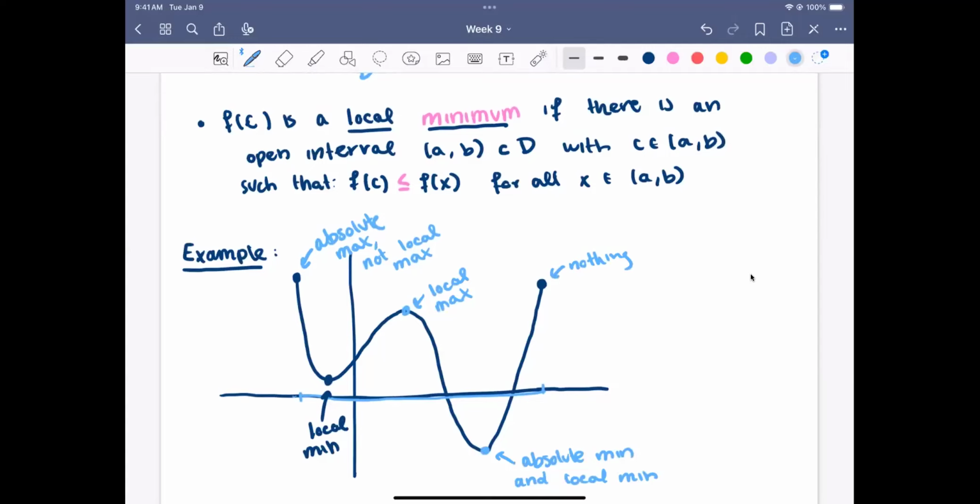Yeah, so, okay, so it's not an absolute max, right? Because there's something that's bigger than it. And it's also not a local max because there's no open interval containing it that's also contained in the domain. Other questions? Yes. Yeah. So we'll talk about that. Are there other questions?